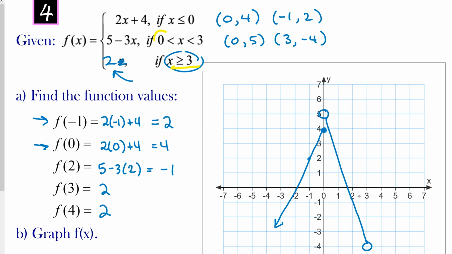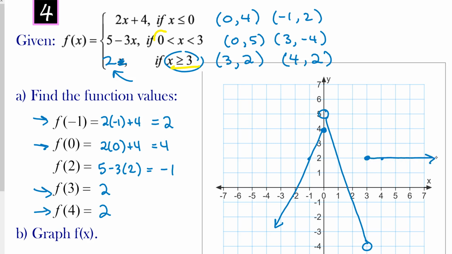And then for the last piece, take the endpoint 3, plug it in, we get 2, we already knew that, we did that below. So 3, 2. And then we need a second point, we already found 4, 2 down below. So starting at the endpoint, go through the other point and keep going.